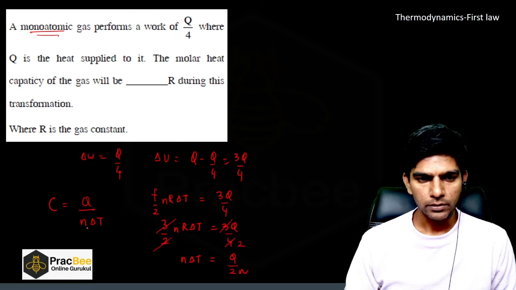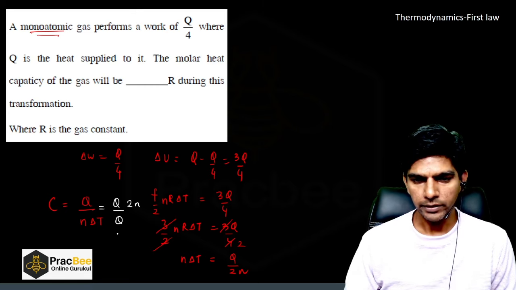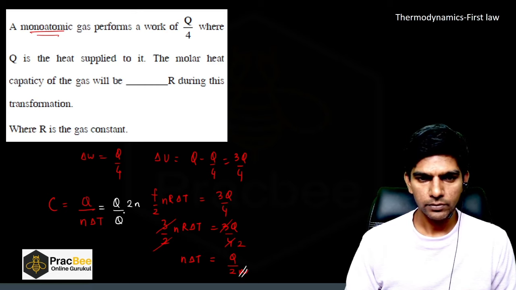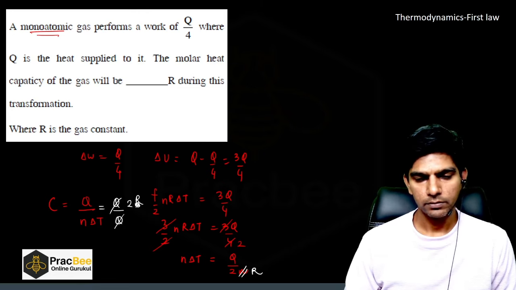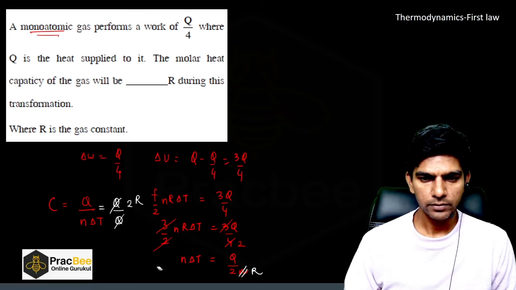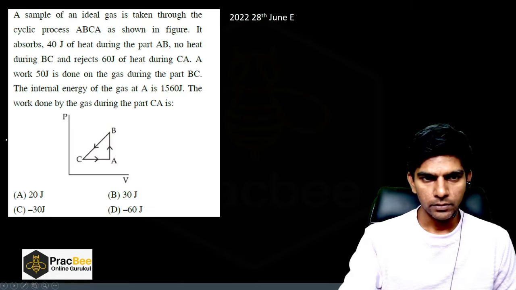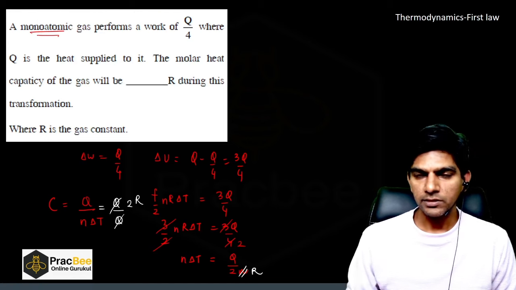Q by 2R. Now if I substitute this value in this equation, so it will be Q by 2, and there is an n delta T, right? Oh, sorry, this n will not be there. So it comes out to be 2 times R, right? So the answer will be 2. I hope this concept is clear to you, right?